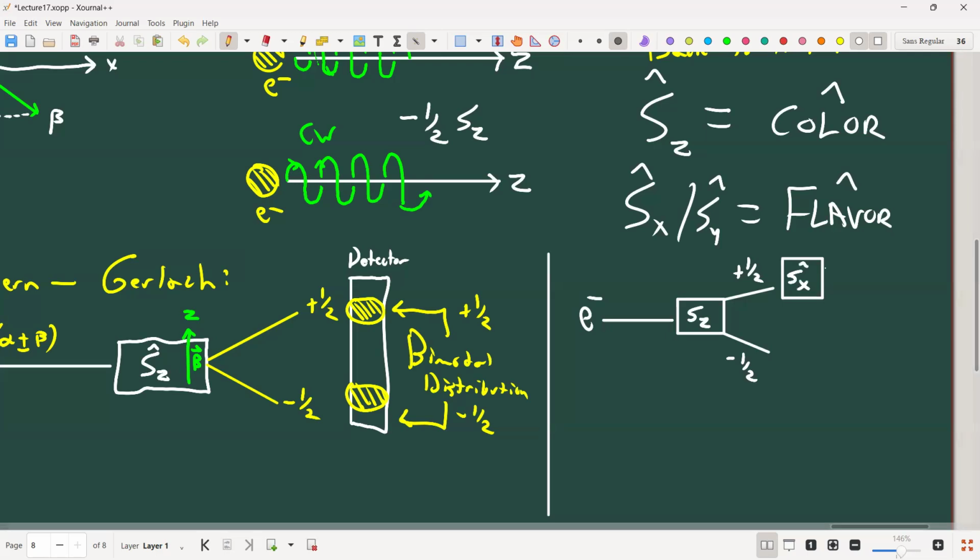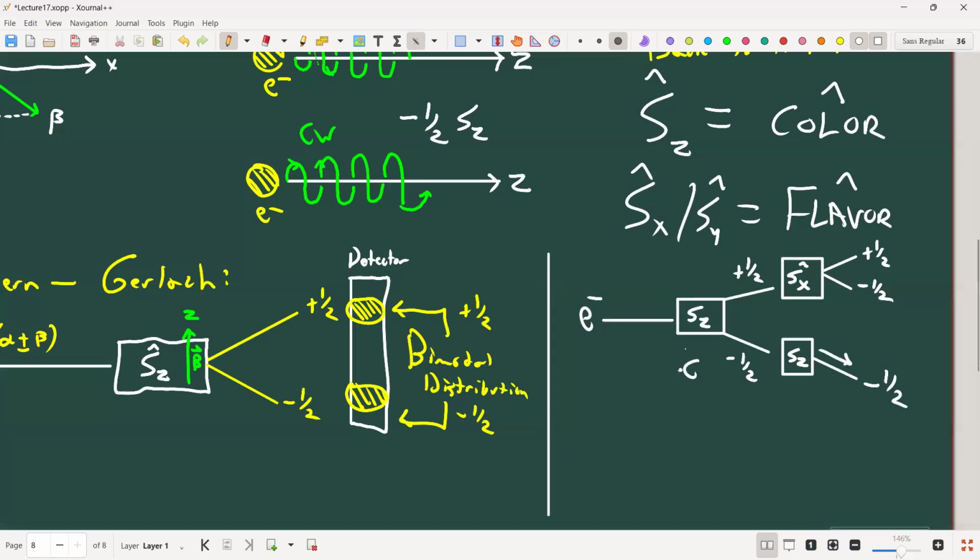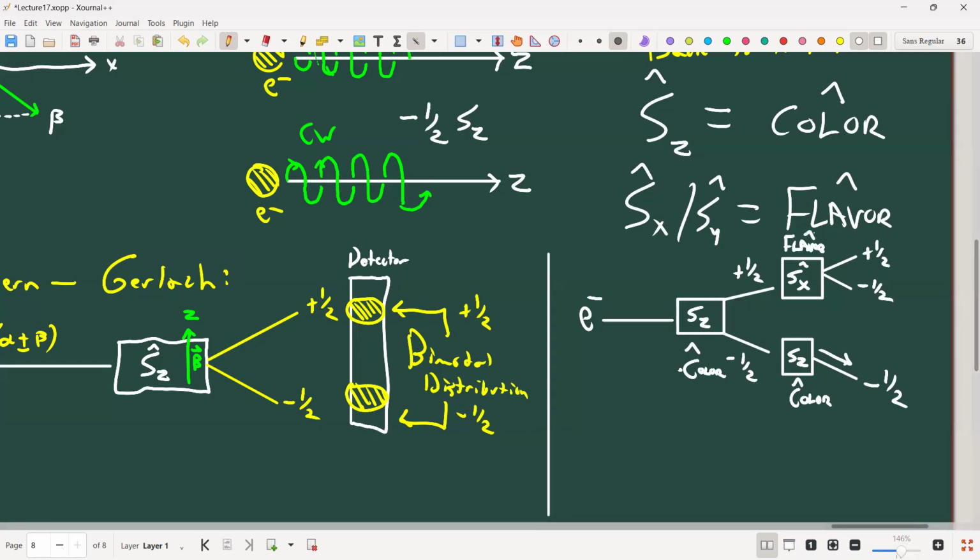If I put this into an S sub X box, it splits into 1/2 and minus 1/2. And if I take this one and put it through an S sub Z box, I only get minus 1/2 out. So this is like color and color. And this is like color and then flavor. Same rules. So what was your question again?